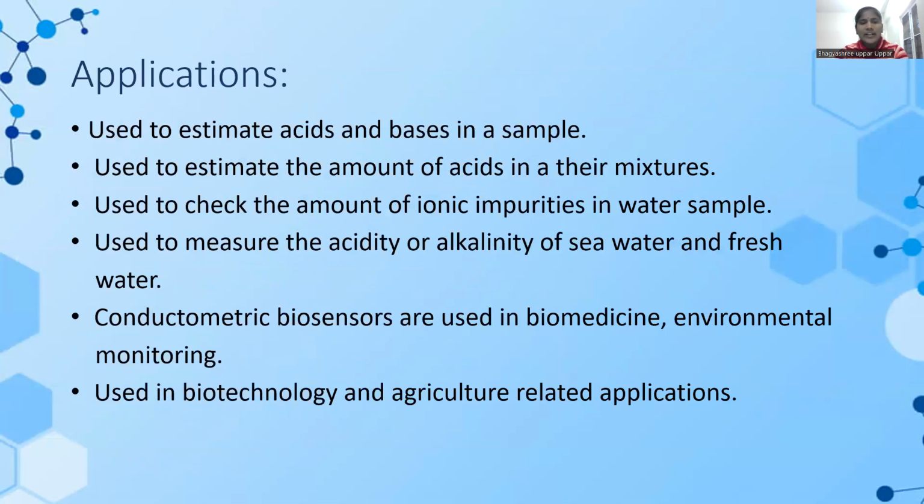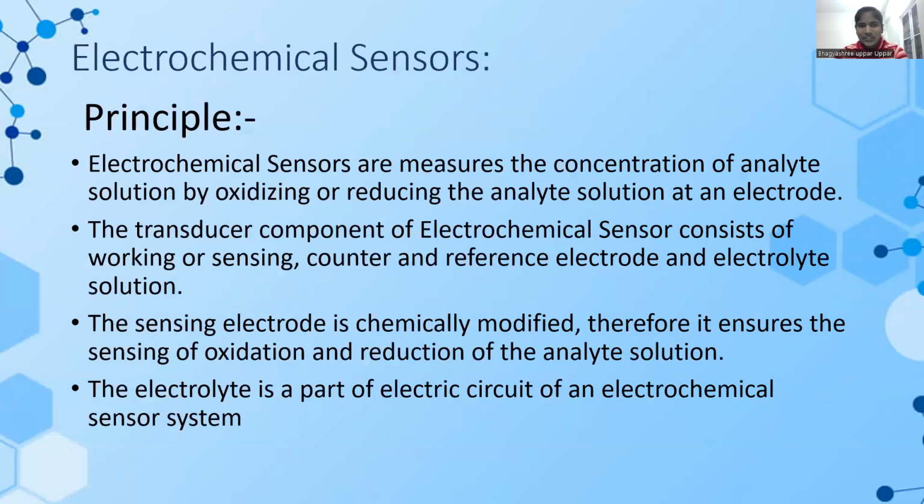The applications of conductometric sensors: used to estimate acids and bases, for example, to estimate the amount of acids in their mixtures. Used to check the amount of ionic impurities in water samples. Used to measure the acidity or alkalinity of seawater and fresh water. Conductometric biosensors are used in biomedicine, environmental monitoring. Used in biotechnology, agriculture related applications.